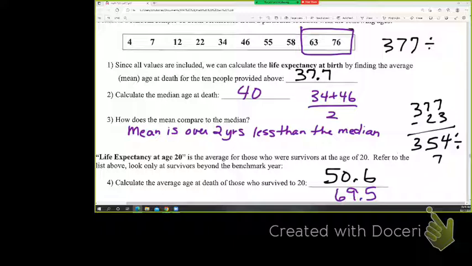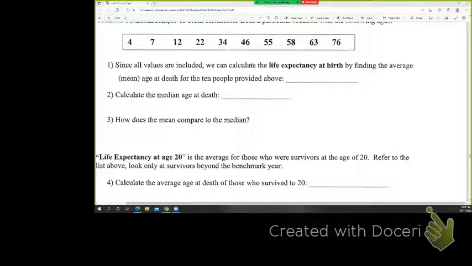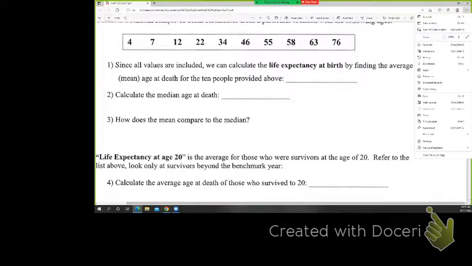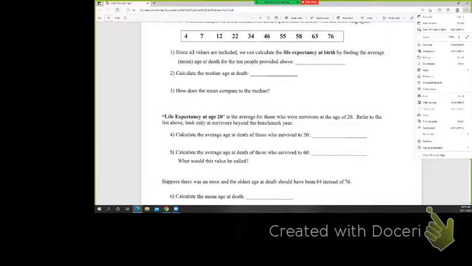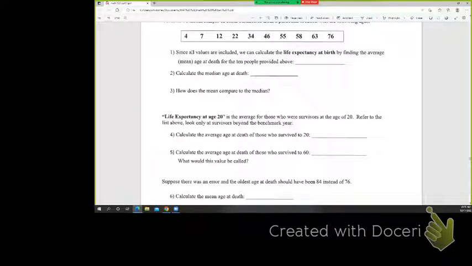So what if there was an error? Okay, so there's an error. I'm going to have to change my zoom because I won't be able to get everything on here. So if there was an error and the 84, it should have been an 84 instead of a 76.